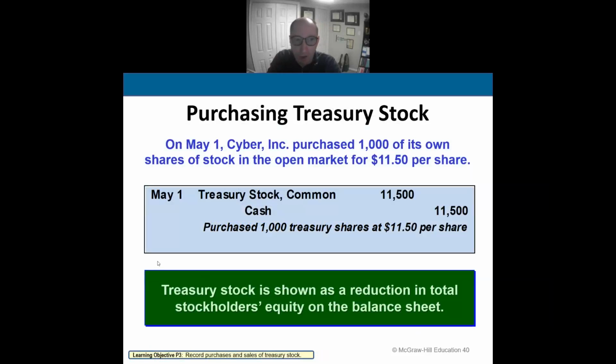An example of a transaction is if the company decided to repurchase shares of its own stock on the open market. So we debit treasury stock and we credit cash. Obviously, the company's paying cash and they're bringing back in their own stock. So instead of it just going back to common stock, the company now owns those shares for themselves. So we call that treasury stock.